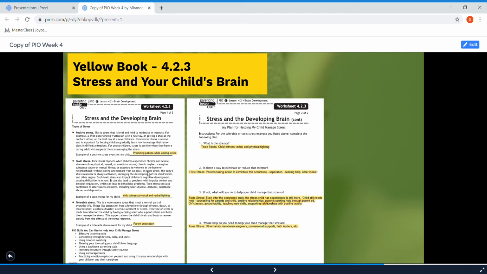So something that I think is really noteworthy is this sentence: in toxic stress, the body's stress response is always activated. These are examples of things that cause toxic stress. However, they aren't the only things that create toxic stress. Toxic stress is anything that activates that fight or flight mode, that survival mode.